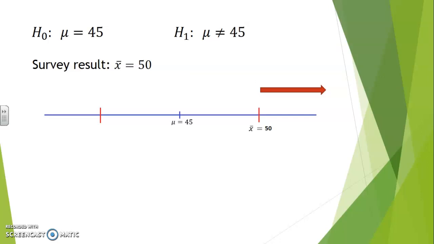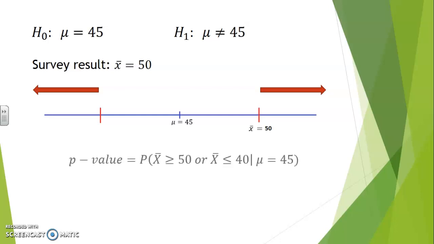So we will have to measure the probability of obtaining a sample mean of 50 and also of having a sample mean of 40 or less, as these regions are symmetric and are both representations of unequal values to 45. So in other words, our p-value will be the sum of these two regions, or by symmetry, we could just do 2 times the probability that x bar will be greater than 50, under the assumption that mu equals 45 is true.